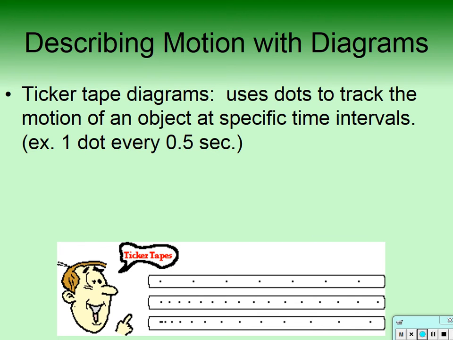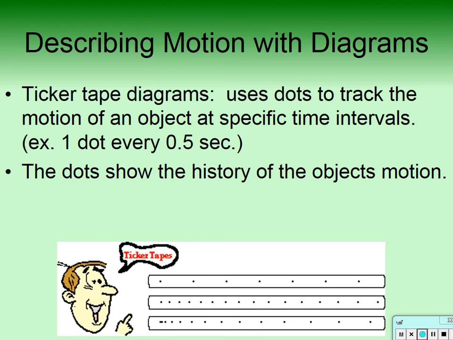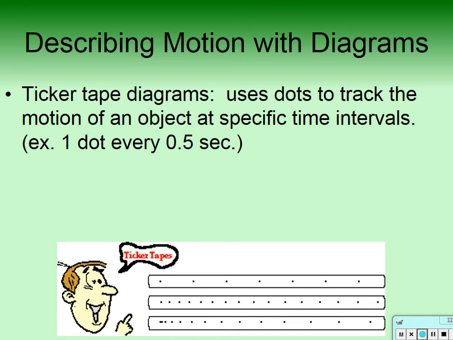So, ticker tape diagrams. Be following along in your guided notes, you're supposed to write the definition for a ticker tape diagram. Let's go over that definition real fast. A ticker tape diagram uses dots to track the motion of an object at specific time intervals. So for example, there could be one dot every 5 seconds, or one dot every 10 seconds, but what's consistent is this time interval.